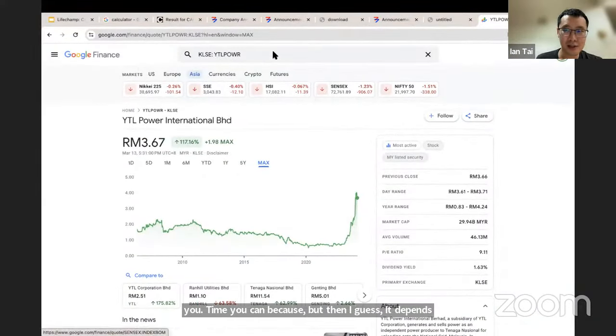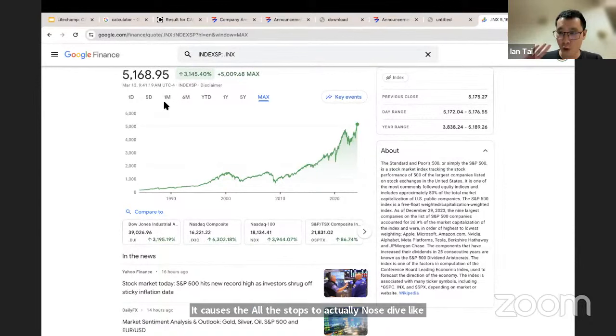During abnormal times, like market crisis, downtrend, COVID-19, or price war, or trade tensions, and all this kind of stuff, it causes all the stocks to nosedive like that. Then I will just omit that year. I'll just focus on CAGR on the normal years. Then from there, I can actually gauge.